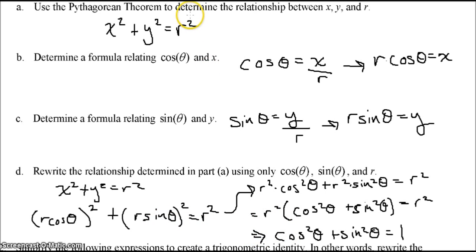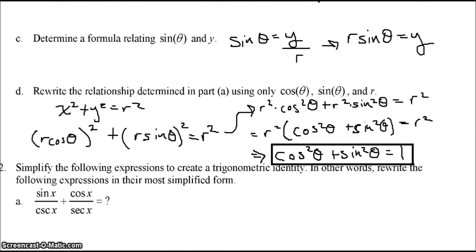Now, this is a really important identity. It's called the Pythagorean identity. And I've heard that it's on the departmental final exam, and you need to know that. We'll talk more about it.